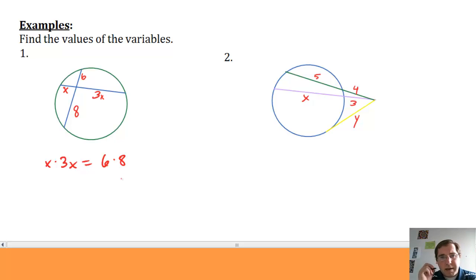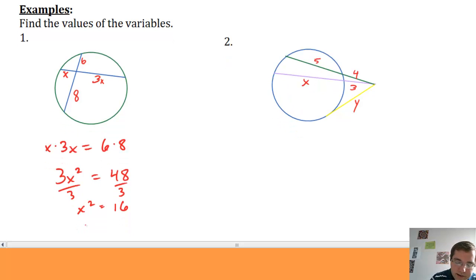Okay, well, what happens when I multiply x times 3x? Is that 4x? No. It is 3x squared. 6 times 8, we know, is 48. Divide both sides by 3. Just going to tell us that x squared is 16. Which means x equals the square root of 16, which is 4. So I used the first theorem that we had today.